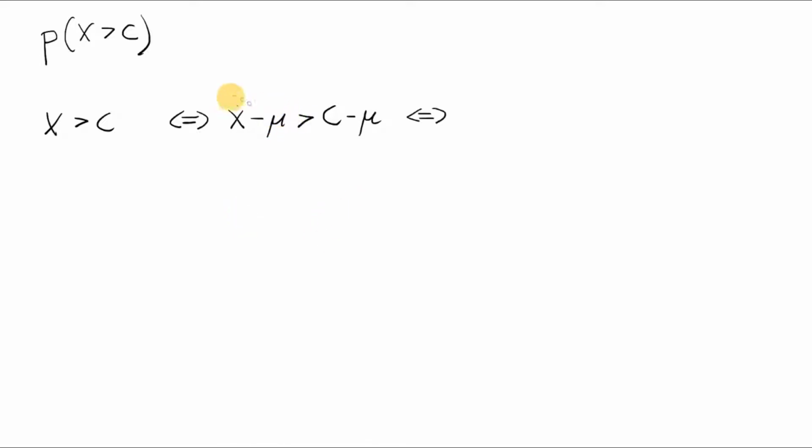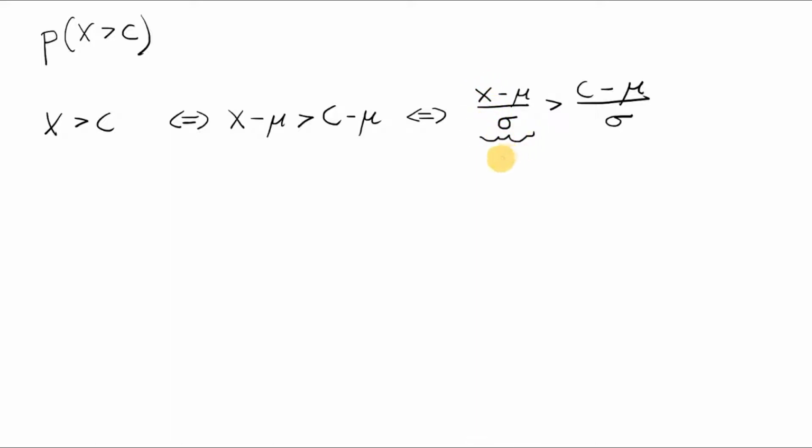So this is the expectation value of x. If we also divide both sides with the standard deviation, we get this inequality. Here on the left hand side is a random variable we get by taking x minus the expectation value and dividing by the standard deviation. One can show that this random variable is standard normal distributed.